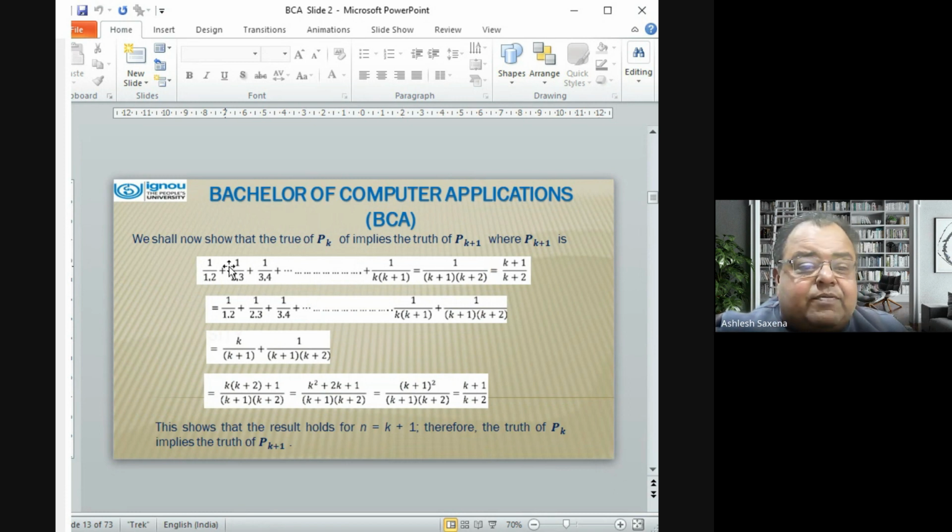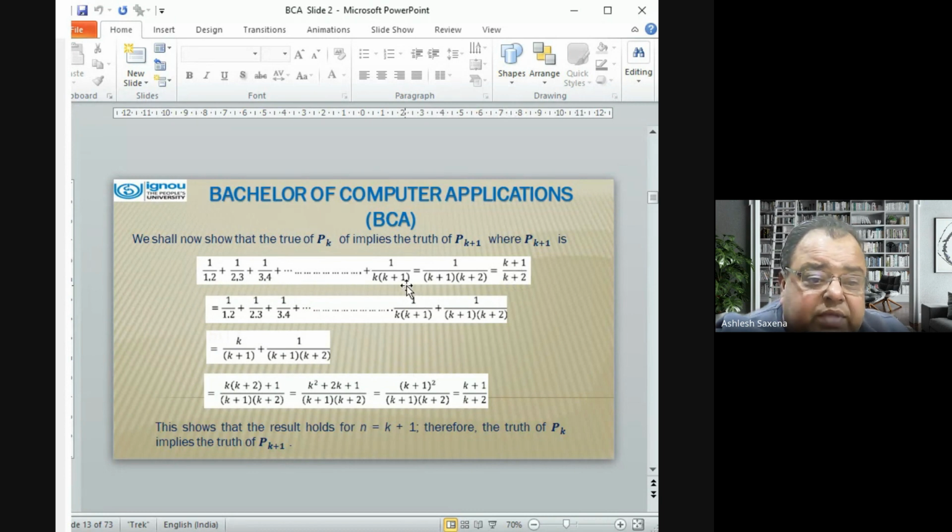This is the step you were supposed to write now, because you have replaced k by k plus 1. So you can see over here, this k will be replaced by k plus 1, and this k will be replaced by k plus 1. So this bracket will become k plus 2. And on the right hand side, that was k upon k plus 1, so it will become k plus 1 upon k plus 2.